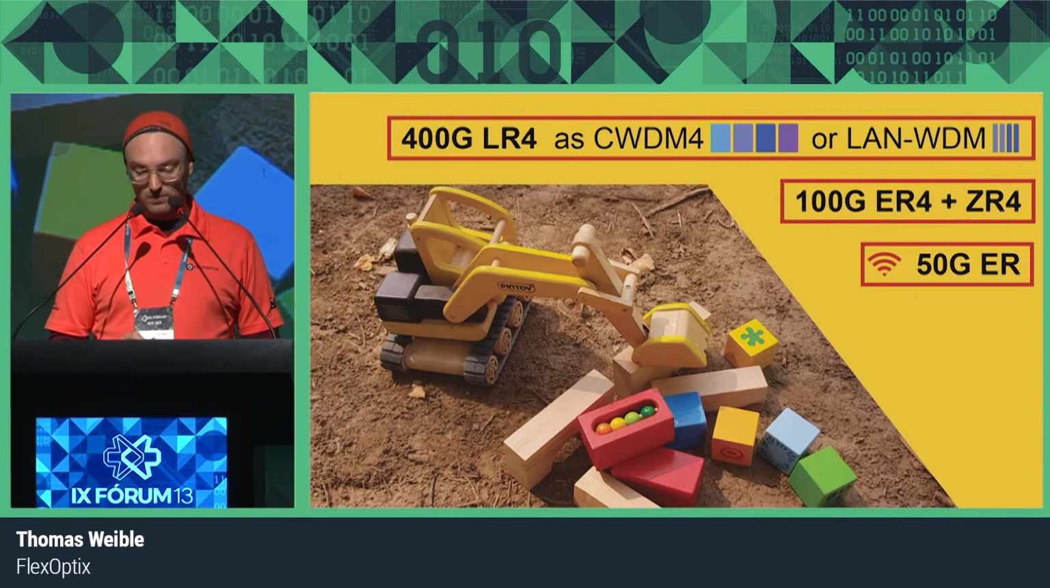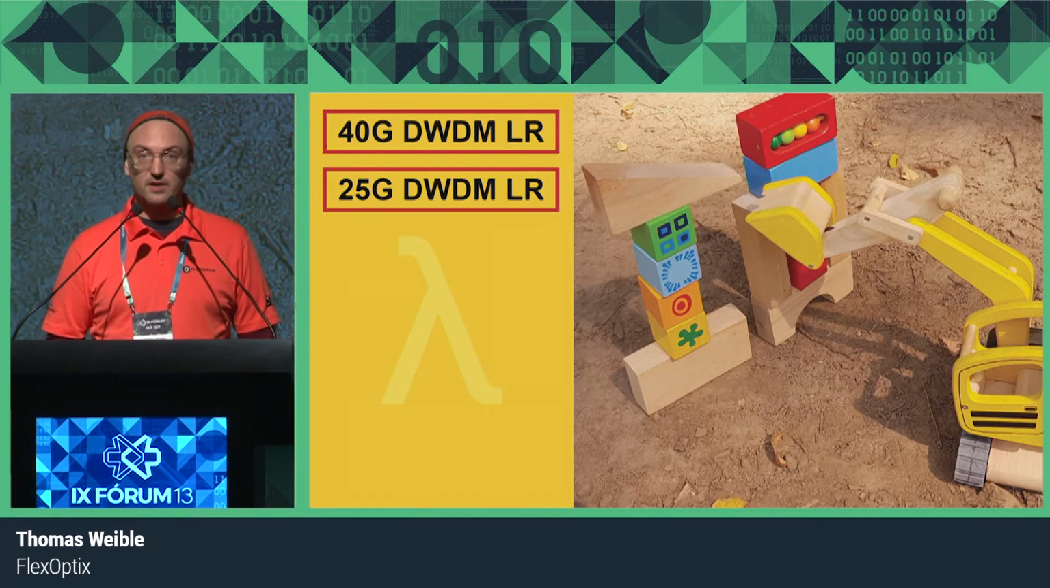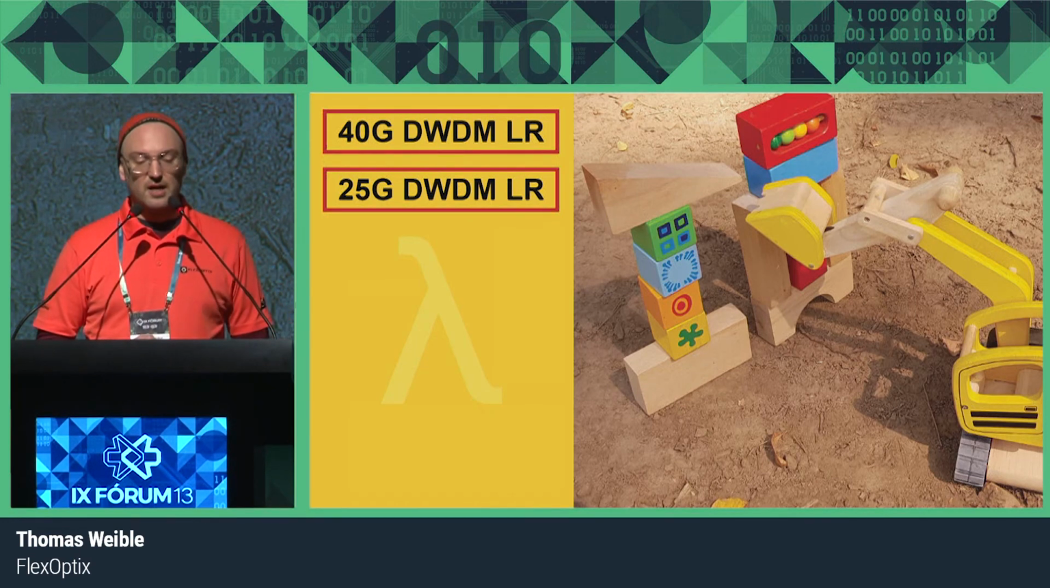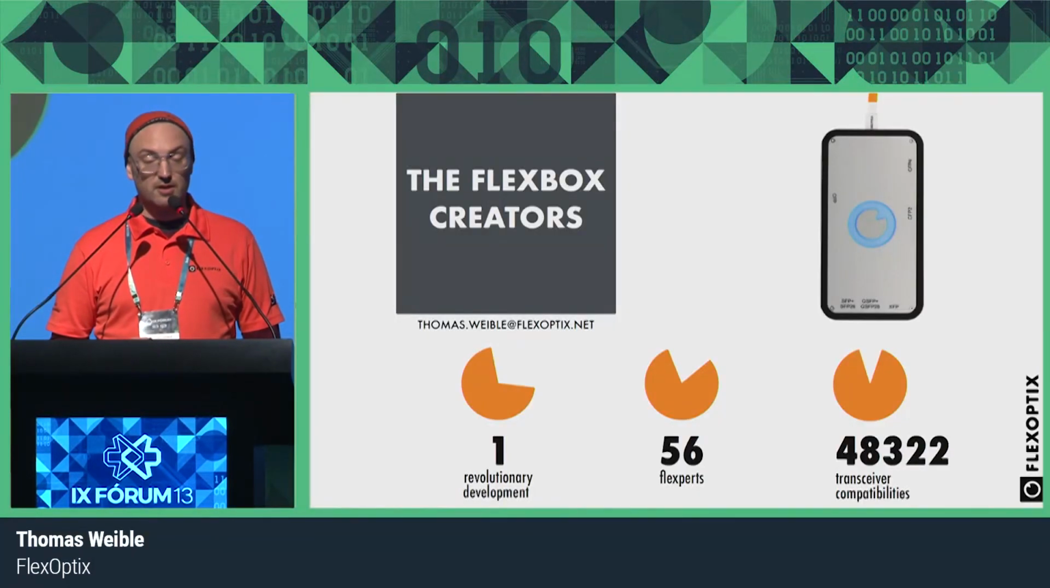Finally, in the single lambda environment, we see 40 gig, just one wavelength, without any amplification, doing LR distance, like an 11 dB power budget, and also 25 gig, one single wavelength. No need to amplify there. This brings me to the end of the presentation.